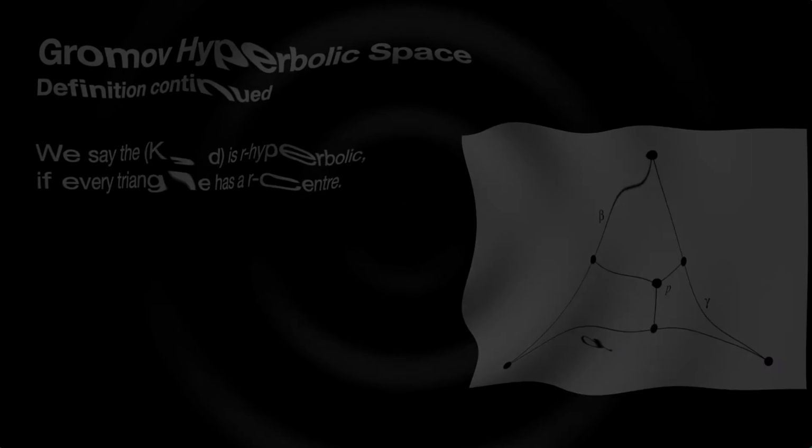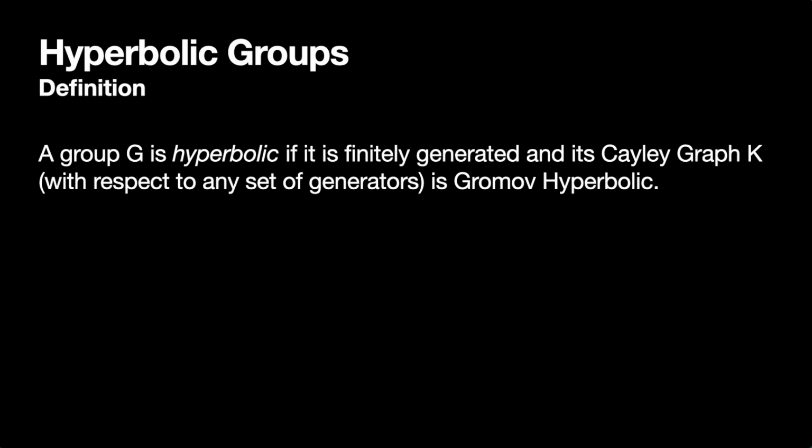With this definition of Gromov hyperbolicity, we can now talk about hyperbolic groups. So a group G is called hyperbolic if it is finitely generated and its Cayley graph K with respect to any set of generators is Gromov hyperbolic. Here we are thinking about the Cayley graph K as a metric space. You can, for example, assign a length of 1 to each edge and so on, and turn the Cayley graph into a metric space.